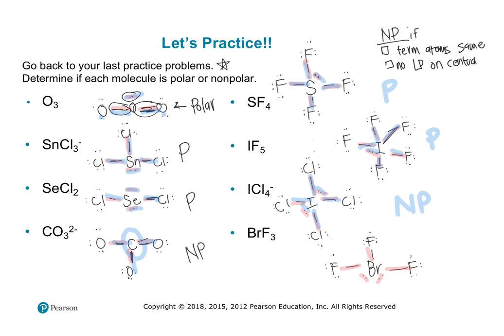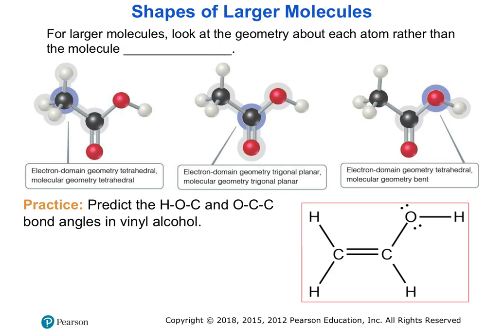And then this last one, bromine trifluoride, we have 4 fluorines, no other atoms, so that's good. 2 lone pairs, this is actually a T-shaped molecule, it kind of looks like this, and so there's nothing over on this side of the molecule to cancel out that fluorine on top, so this is a polar molecule. The last thing we're going to do in this section is looking at larger molecules.